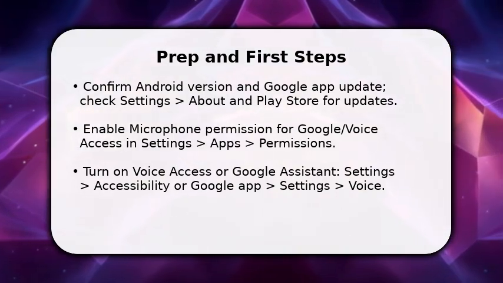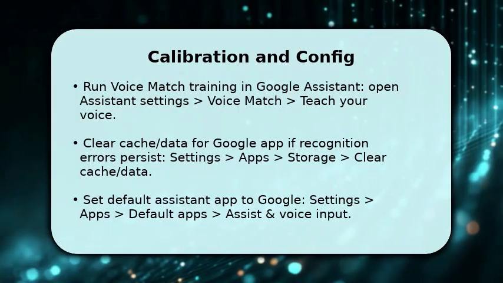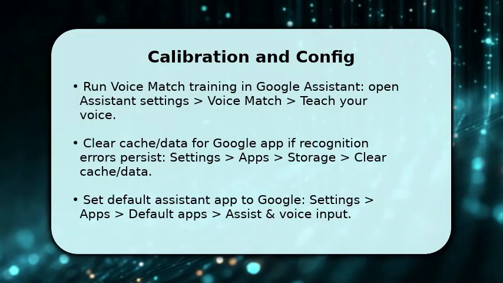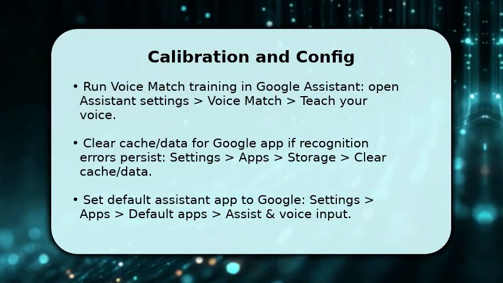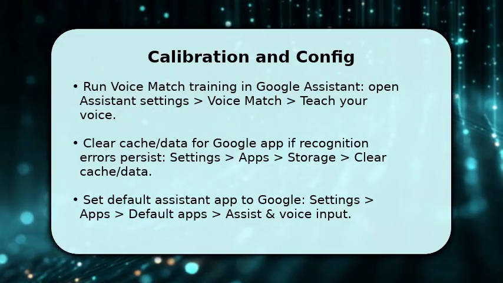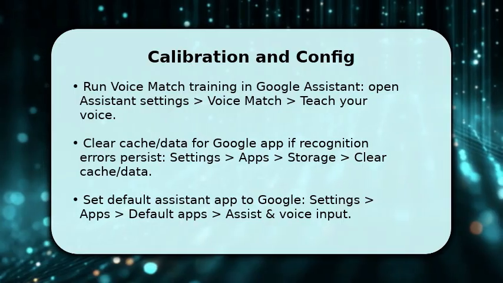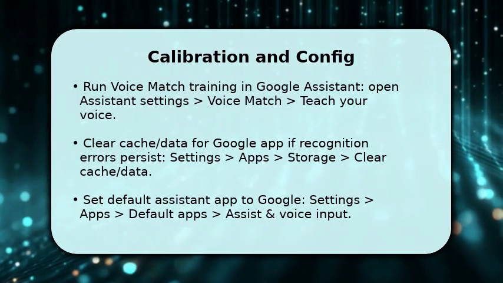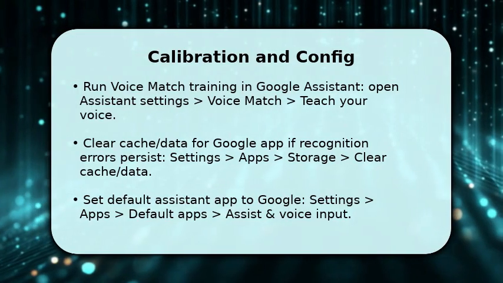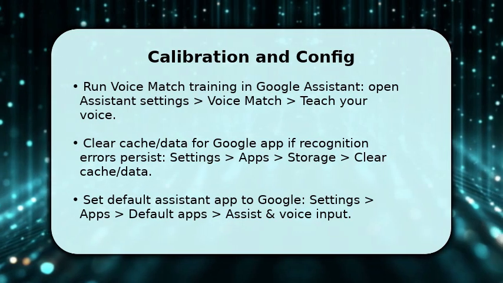Once done with permissions, calibrate recognition to improve accuracy. Teach voice match and assistant settings so the model adapts to your speech. This reduces false negatives. If recognition still stumbles, clear cache and, if needed, app data for the Google app to reset corrupted models. Make sure to back up any preferences. Then explicitly set Google as the default assistant and verify language and input settings match your spoken dialect. These steps align software models and system defaults.